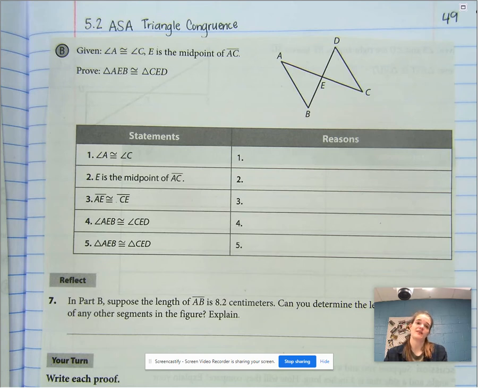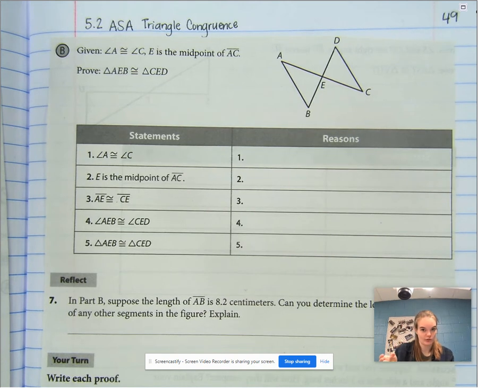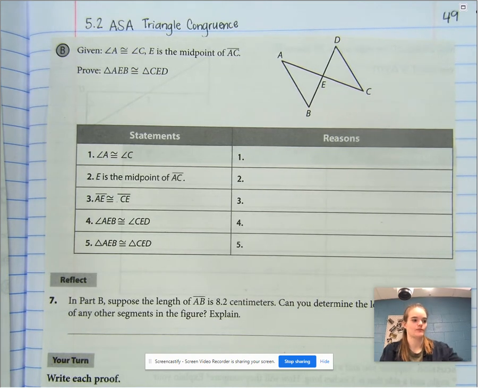Sometimes there will be a step after that. Like if we prove that two triangles are congruent, we could also then prove other things. Like if they're congruent, their pieces are congruent because of corresponding parts of congruent figures are congruent. So later, sometimes we'll take it a step further.